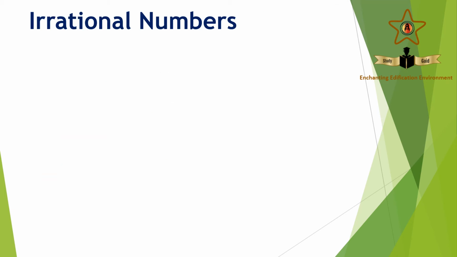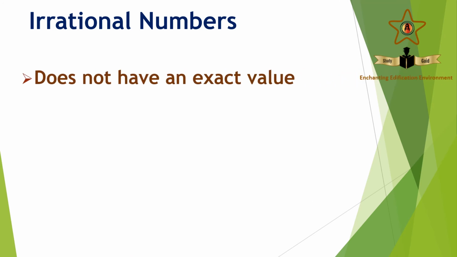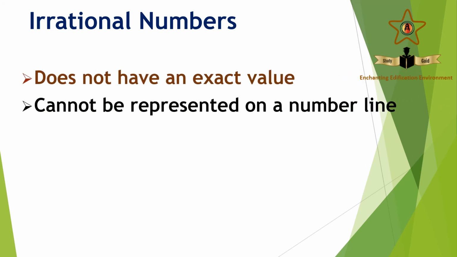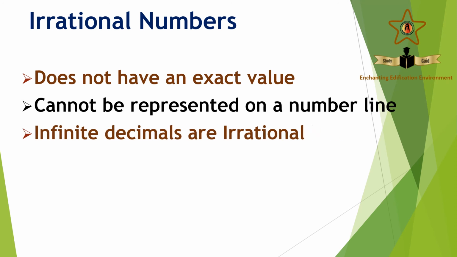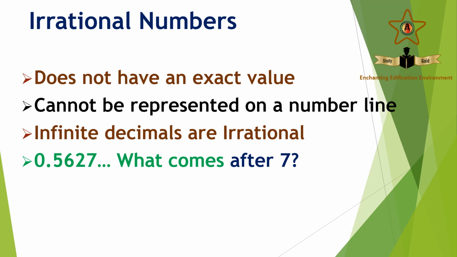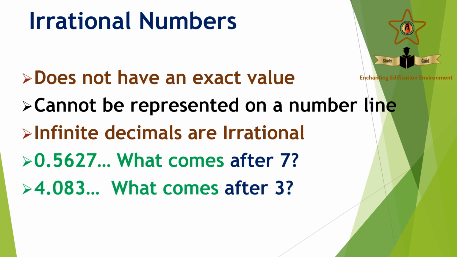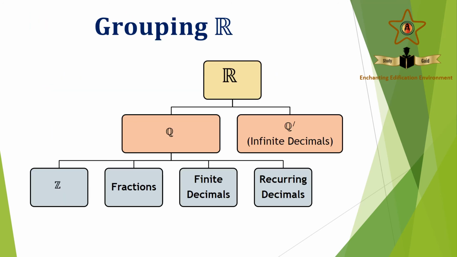Now, irrational numbers. They don't have an exact value. Therefore, we cannot represent irrational numbers exactly on a number line. Infinite decimals are irrational. Now consider 0.5627, and so on. We don't know what comes after 7, which means we don't know the exact value of this particular number. Similarly, 4.083, and so on. We don't know what comes after 3, so we don't know the exact value. So irrational numbers don't have an exact value.